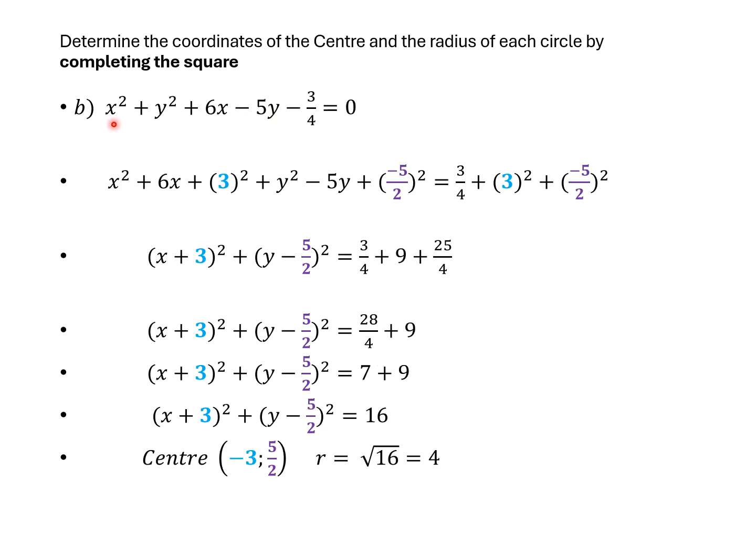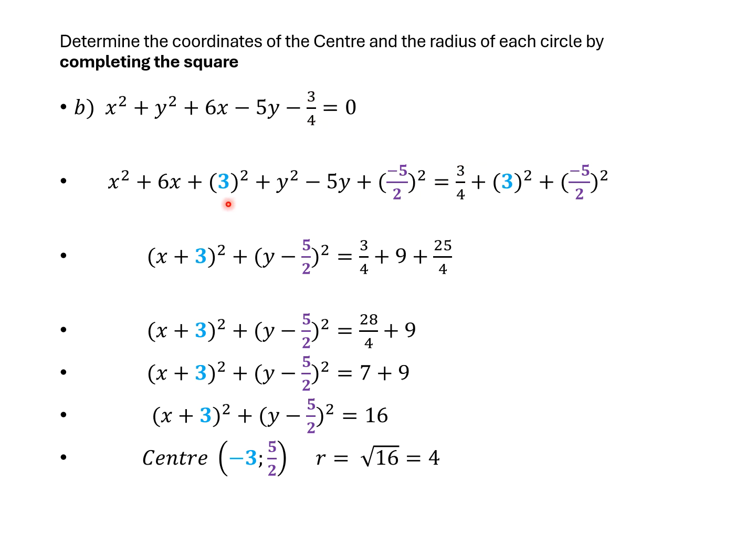So for this one, we have to get the coordinates of the center and the radius. They're given x squared plus y squared plus 6x minus 5y minus 3 over 4. So I have to group my x's together and my y's together. So x squared plus 6x, y squared minus 5y. Again, half of 6x is 3, so therefore 3 squared. Y squared minus 5y, half of negative 5 is negative 5 over 2 all squared. Minus 3 over 4, I take over to make it positive 3 over 4, so I get rid of the constant by moving it to the right.